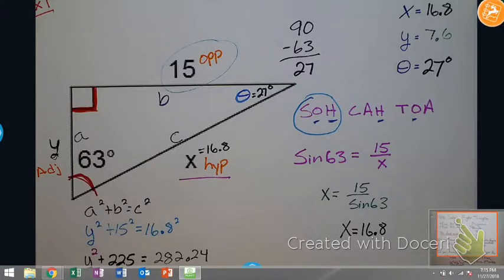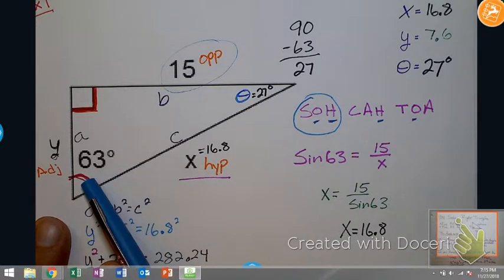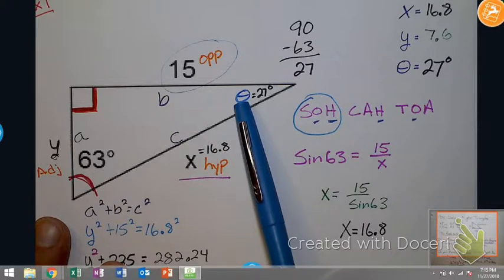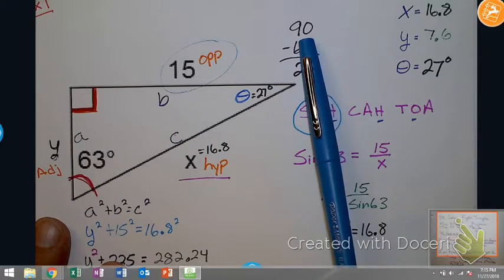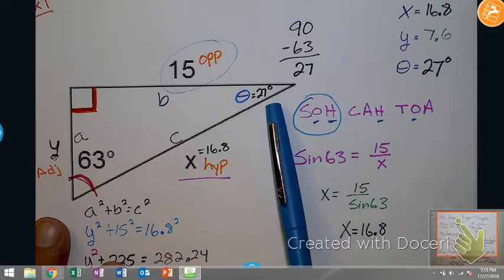Sorry about the abrupt ending on the last video. We were solving for theta, the last part of our right triangle. We knew that the two acute angles, 63 degrees and theta, make 90 degrees. 90 degrees minus 63 makes 27, the missing angle.